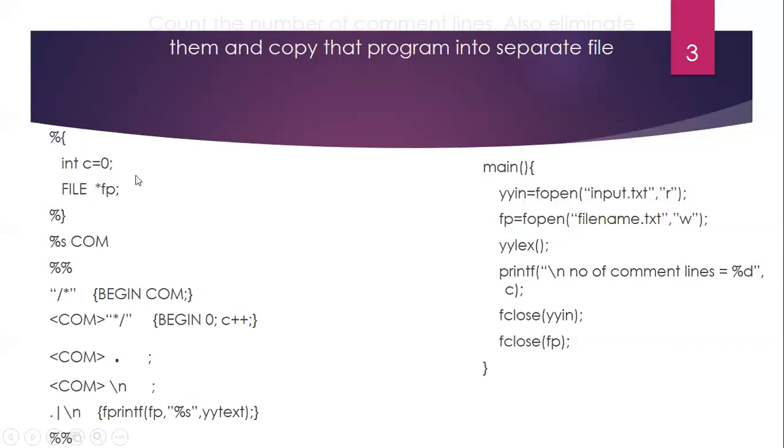So here first we have to specify in the definition section, we have to include the required header file, then initialize the counter, then declare the file pointer. Then after that, you have to specify the start state. So here the start state is %s comment. I have used COM for that.